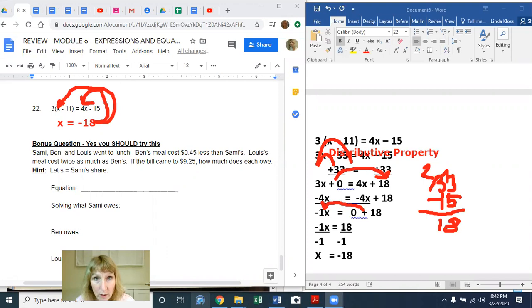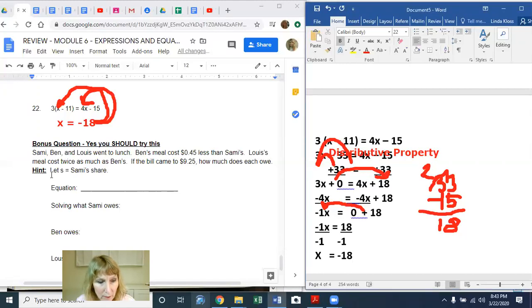Now, the bonus question, I would like you all to try it. I'm going to give you a little bit of a hint for the bonus question. Let's read it first. Sammy, Ben, and Louis went to lunch. Ben's meal cost 45 cents less than Sammy's. Louis's meal cost twice as much as Ben's. If the bill came to $9.25, how much does each owe?